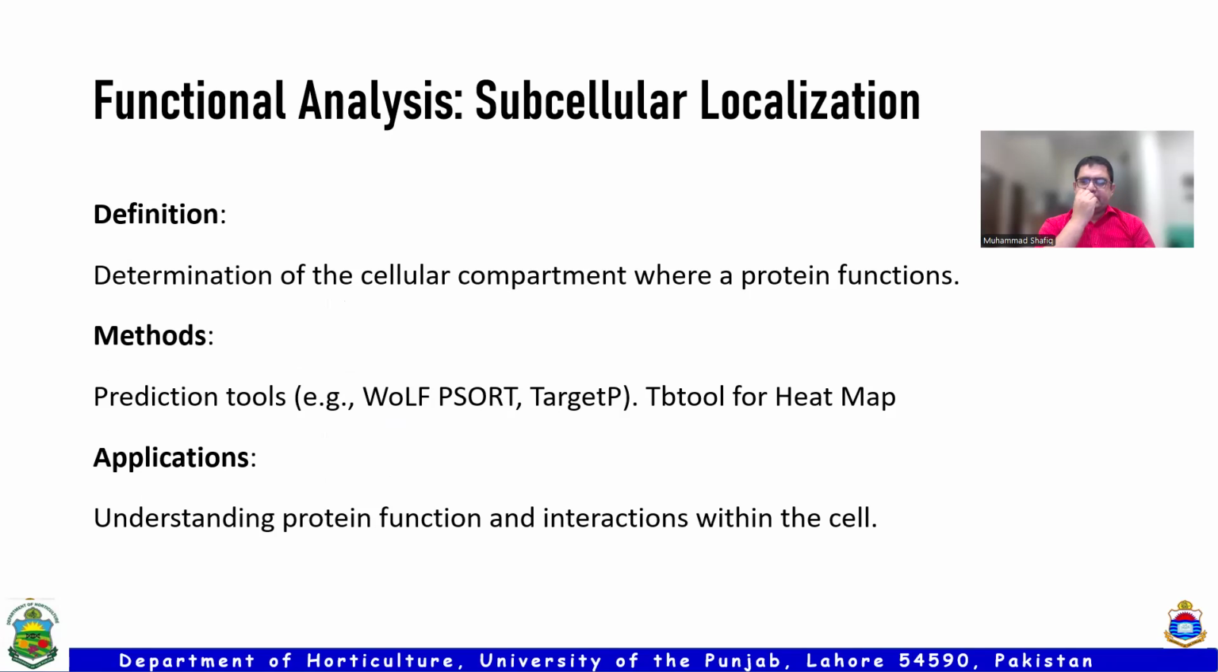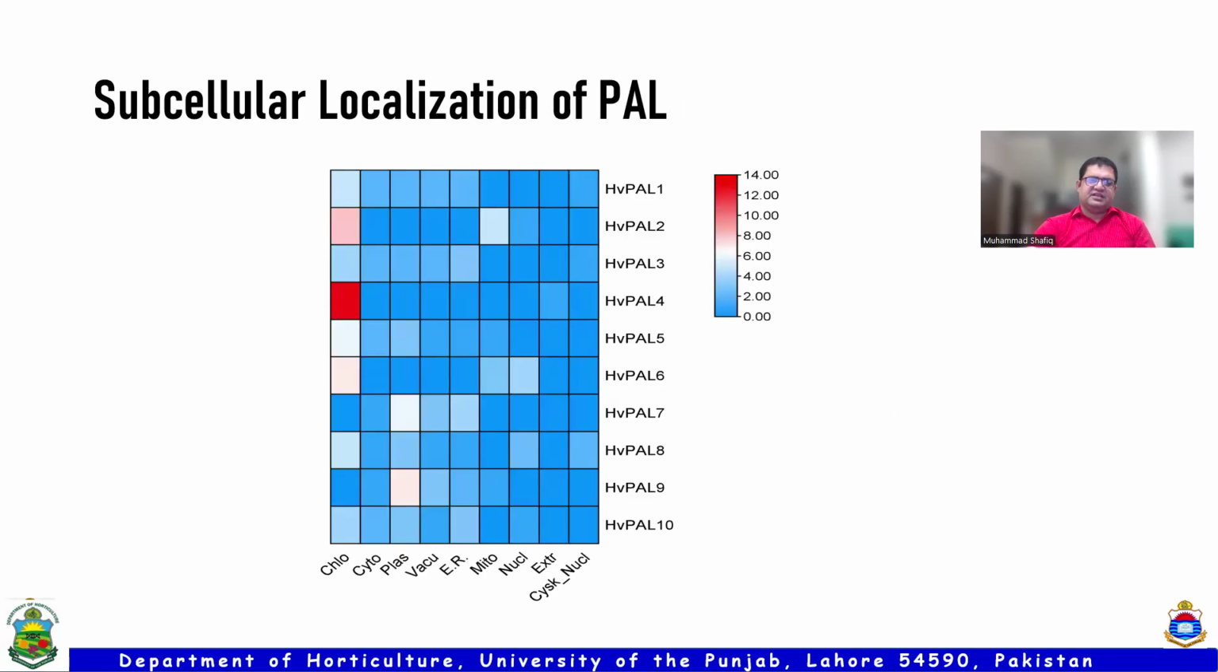Then we also did another analysis, subcellular localization: where this gene product is present in the cell, and where it will go after the ribosomes. We can do this analysis by using online tools like WoLF PSORT and TargetP. This is a database specifically designed for subcellular localization, which helps us to understand the protein function and their interaction within the cell.